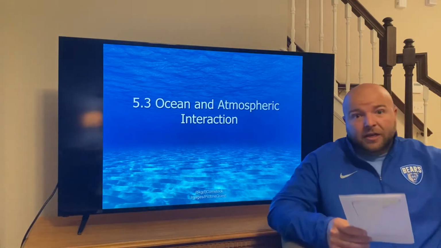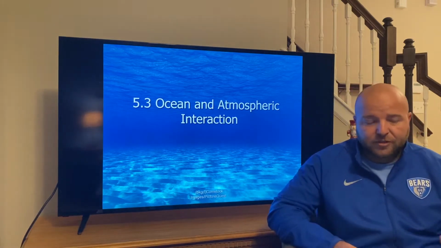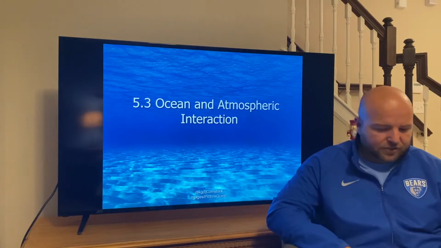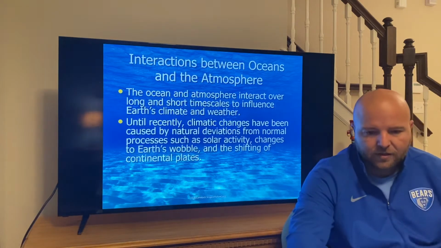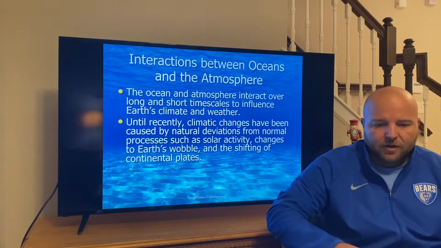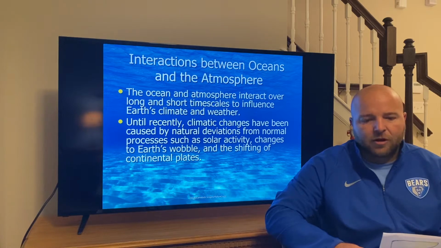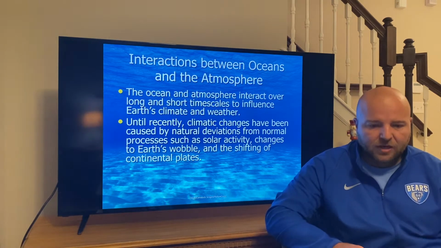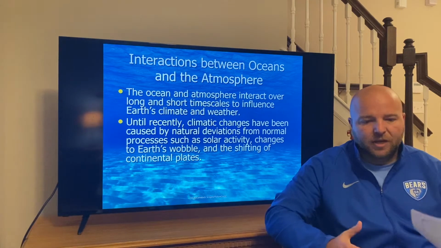Even then, again, it's a lot to write today, so feel free to try to find ways to abbreviate and shorten the information. All right, let's go ahead and get to it. So, interaction between ocean and the atmosphere. The ocean and the atmosphere interact over long and short time scales. They can work both ways, and they influence Earth's climate and weather.